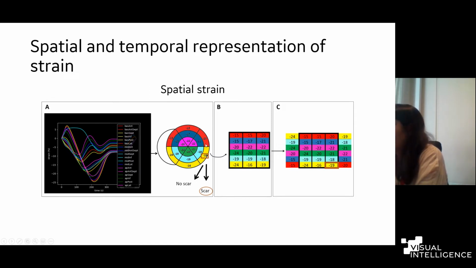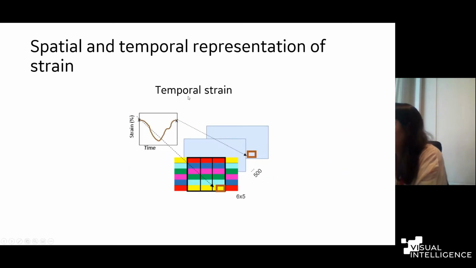And it's important to note that we have to preserve the temporal information in this data as well, because what you see here is just 18 values. This means that we have one value from each of the curves that we see here. So this is like a snapshot within the heart cycle. It's just a single moment in time. But we have the whole heart cycle. So we need to also take care of the temporal strain.